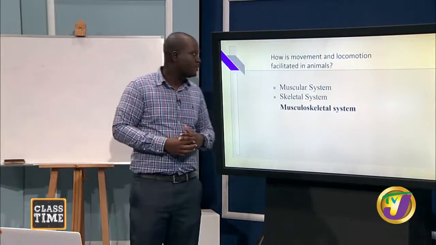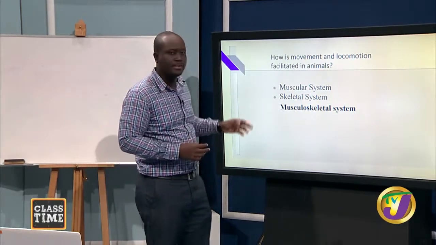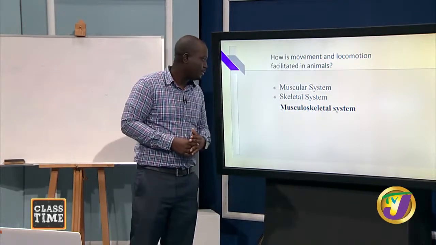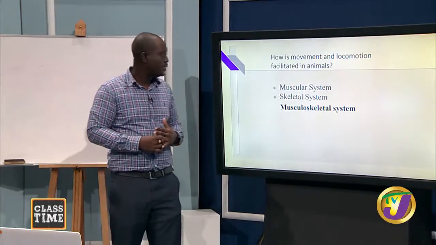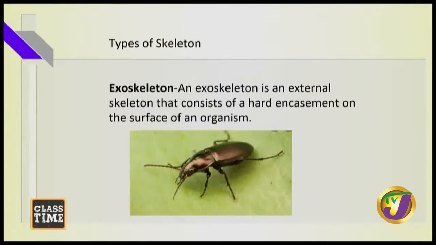Now, locomotion and movement in animals is facilitated by two systems, the muscular system and the skeletal system, what we call the musculoskeletal system, so it involves your muscles and your skeleton. So we're going to look at the skeletal system.